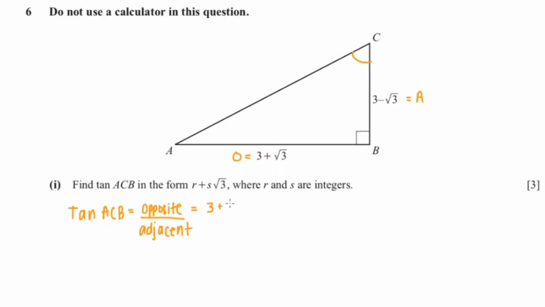So now we just put it in. So 3 plus surd 3 over 3 minus surd 3. Now I'm going to rationalize the denominator. So I'm going to multiply it with 3 plus surd 3 to get rid of the surd.